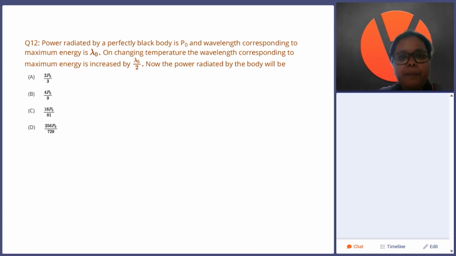Power radiated by a perfectly black body is P naught, and the wavelength corresponding to maximum energy is lambda naught. On changing the temperature, the wavelength corresponding to maximum energy is increased by lambda naught by 2. The power radiated by the body will be? Okay, so P1 you consider as P naught. What they are asking is P2.